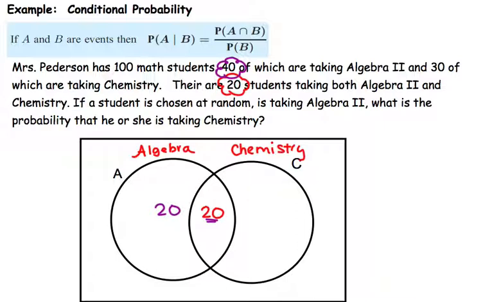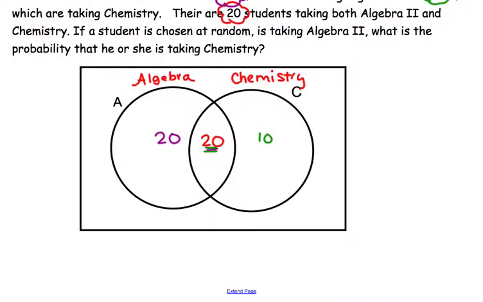are just taking algebra. Now I need to figure out the other piece. There are 30 students taking chemistry, and right now the overlap is 20, so there must be 10 over here. So now we still have 50 other students outside these two circles to give you a total of 100. All right, so we're going to go ahead and use our probability formula.